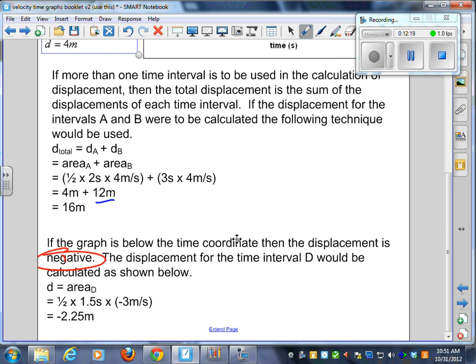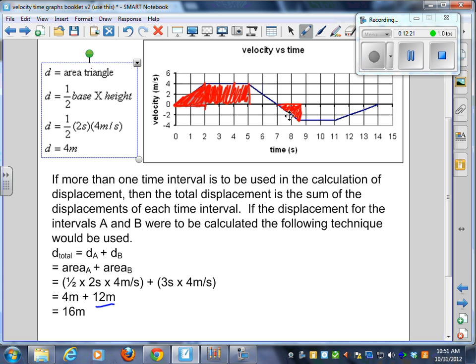Does it make sense that it would be negative? Well, what's the velocity during this interval? What's the value of the velocity? It's negative. Negative velocity means going backwards. Negative displacement. Makes perfectly good sense.